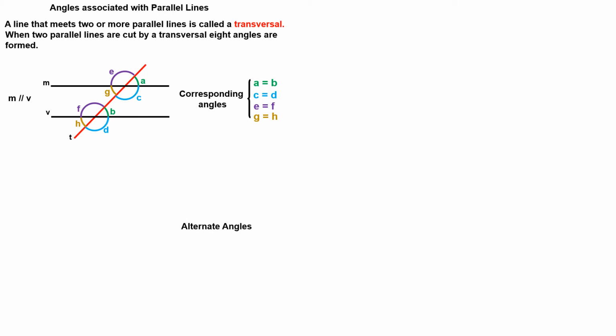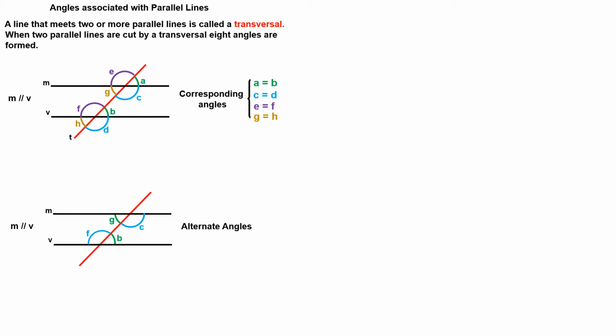Alternate angles. Alternate angles are on opposite sides of the transversal and between the 2 straight lines. Look at the figure. Angles G and B are alternate angles. They are on opposite sides of the transversal and between the 2 straight lines. Angles C and F are alternate angles.